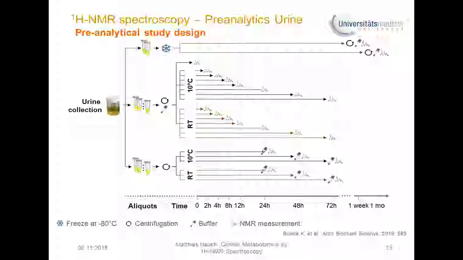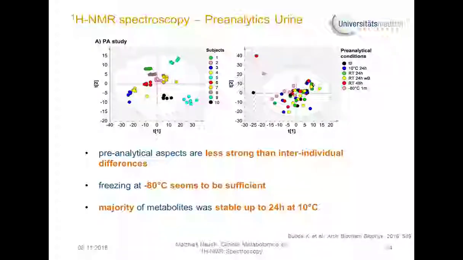And here you see in this slide our study design. We collected urine, and this urine was stored at -80 degrees Celsius. It was stored at 10 degrees Celsius and at room temperature for different time periods. And then we looked at the NMR spectra of these different processed urine samples.